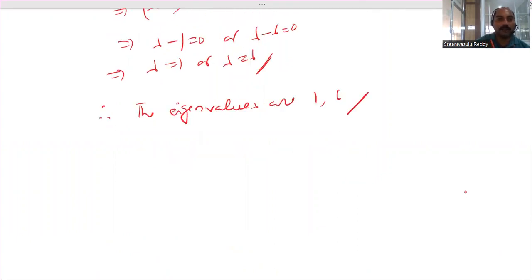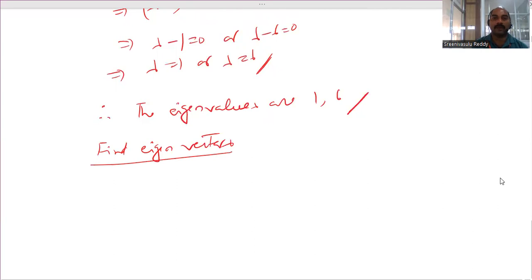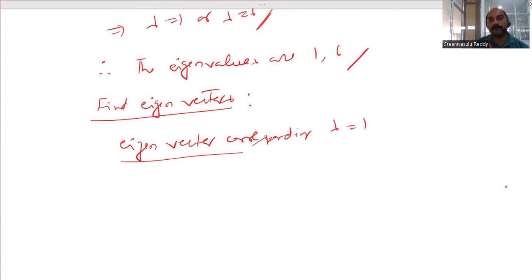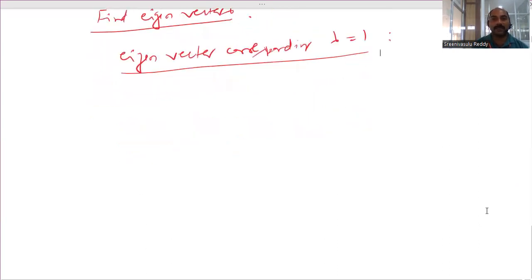Next one is to find eigenvectors. Step 2, find the eigenvector corresponding to each eigenvalue. So first, corresponding to the first eigenvalue lambda equal to 1, the eigenvector corresponding to lambda equal to 1. As per procedure, the first rule is to consider (A minus lambda I) into x equal to 0.